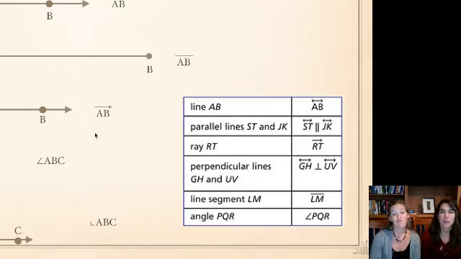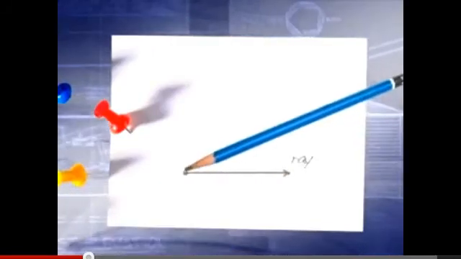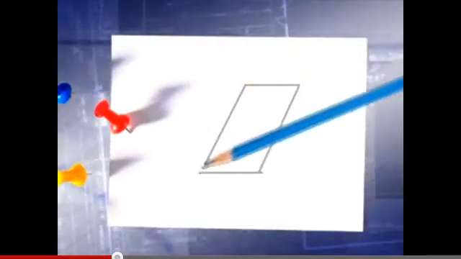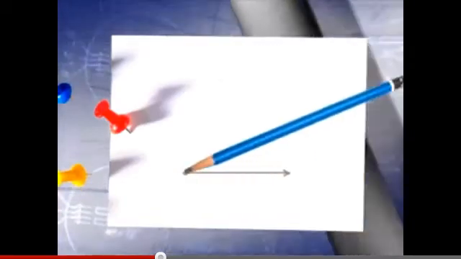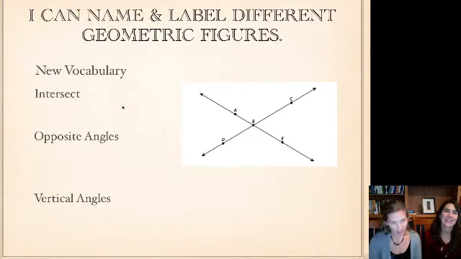Yes. So just a couple more for you. Draw a line, make a ray, make a line segment. It's so plain and to the point. Come on, you can do it. Draw a line, make a ray, make a line segment. It's so plain and to the point. Come on. All right, now on to our new vocabulary.